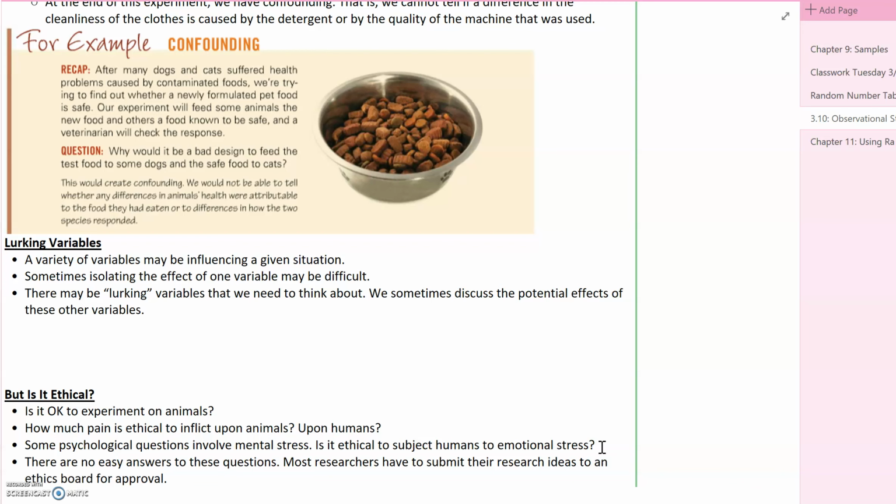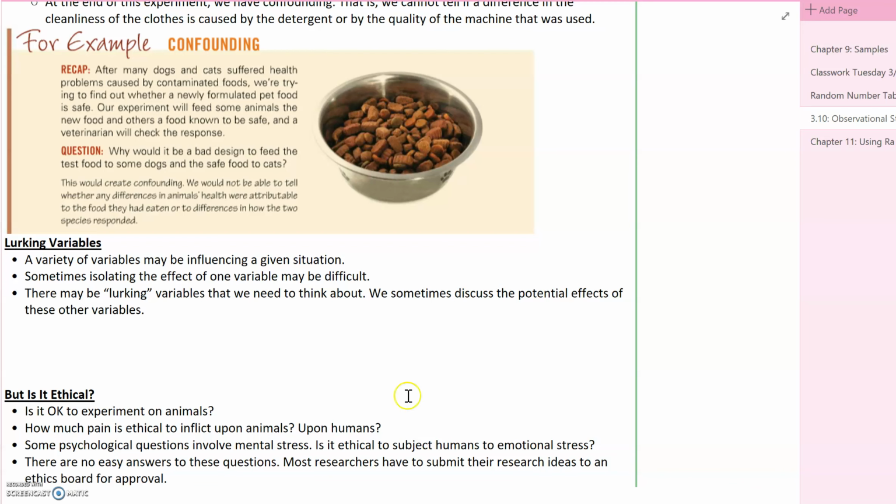Deciding whether or not things are ethical is more of a personal decision. I mean, some things are obviously unethical, but for the most part, you're looking at, are you okay with how you are designing an experiment? And then obviously, however you design your experiment does need to be approved by an ethics board before you can actually conduct your experiment, because not everyone has the same moral compass.